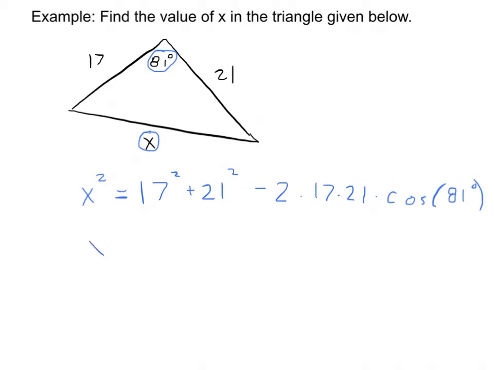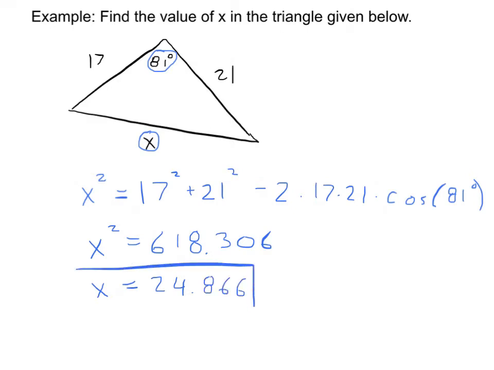When I evaluate this, I end up with x squared equals 618.306, and when I take the square root, I'll end up with x being 24.866. Okay?